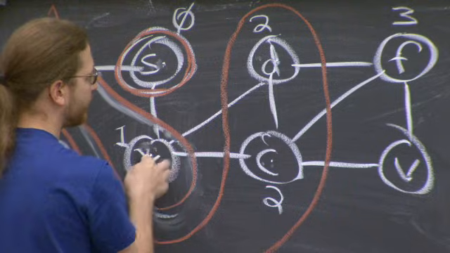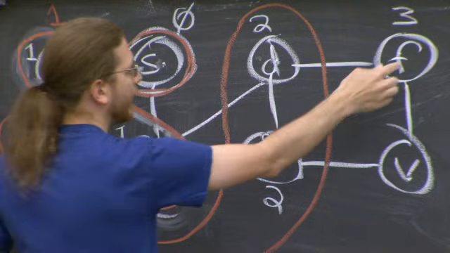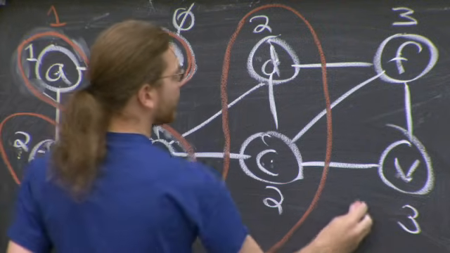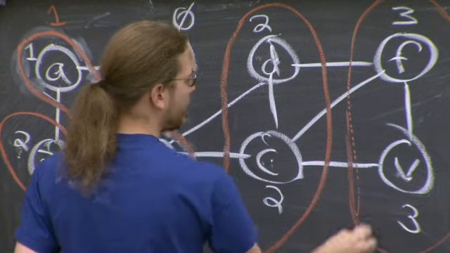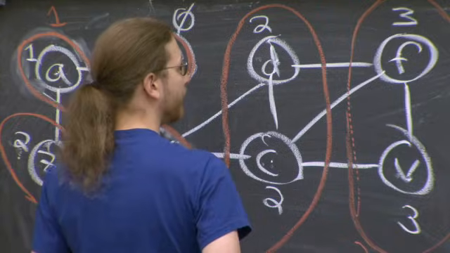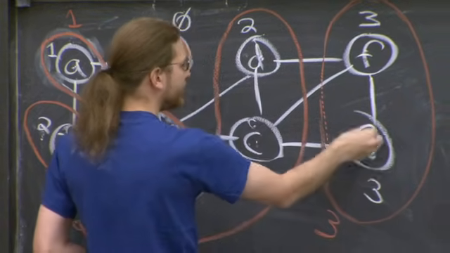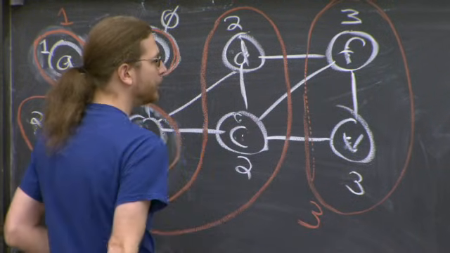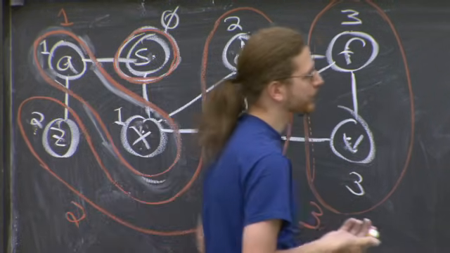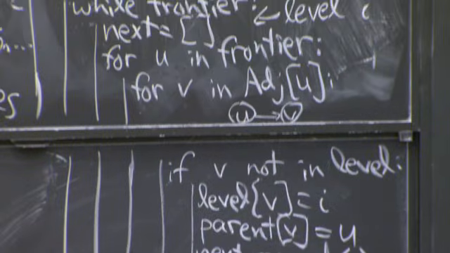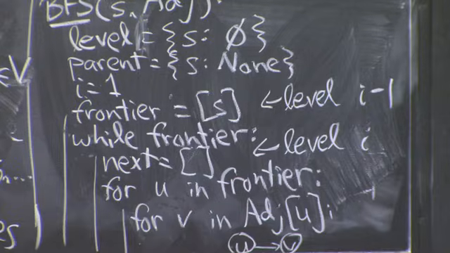Then we look at C. There's X. That's been done. D's been done. F's been done. V has not been done. So this becomes the frontier at level 3. Then we look at level 3. There's F. D's been done. C's been done. V's been done. We look at V. C's been done. F's been done. Nothing to add to next. Next becomes empty. Frontier becomes empty. The while loop finishes. Ta-da! We've visited all the vertices.